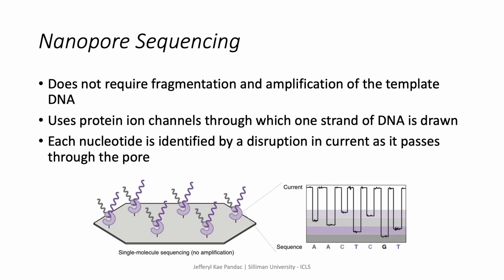Lastly, we have nanopore sequencing. Nanopore sequencing has the advantage of not requiring fragmentation and amplification of the template DNA. One strand of a long double-stranded DNA molecule is drawn through protein pores. Each nucleotide is identified by a disruption in current as it passes through the pore. Each nucleotide passing through the pore changes the current in a characteristic way. This sequencing is rapid and does not require reassembly of short fragments for the final sequence.